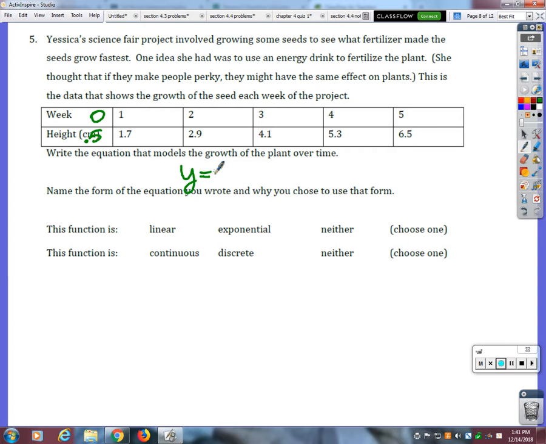Y equals. That's as far as you've got. 0.5, because that's how tall it was to start, plus what? 1.2x, because it goes up by 1.2 each time. Okay? That would be linear, because it's going up by the same amount each time. It would be continuous, yeah, because the time she's measuring it every week, but you could measure it in between weeks if you wanted to. Yeah, it's growing continuously. It doesn't just jump from one thing to another, so it would be continuous, okay? All right, so we will finish that up on Monday then.